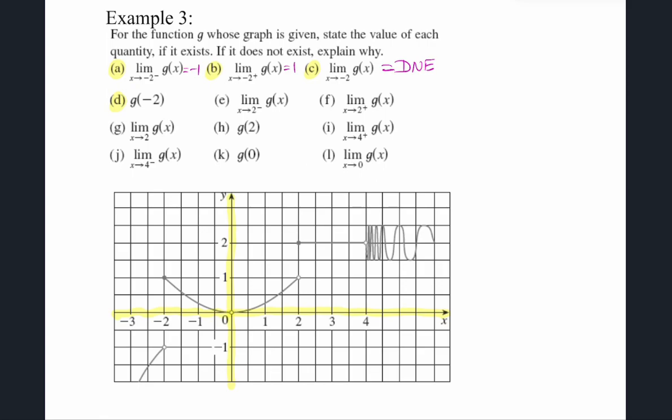But is the function defined at negative 2? Yeah, it sure is. It's at the height of 1.